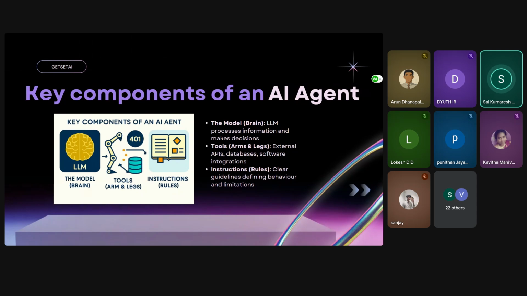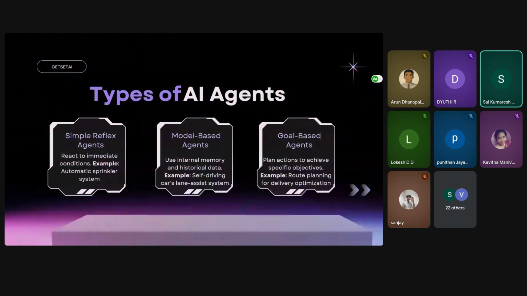And third is the instructions: how you want to process it and what result you need. The instructions are basically the prompt that you give, which determines how the agent will work with all this data and the brain. So these are the three primary components of an agent which you need to think about.